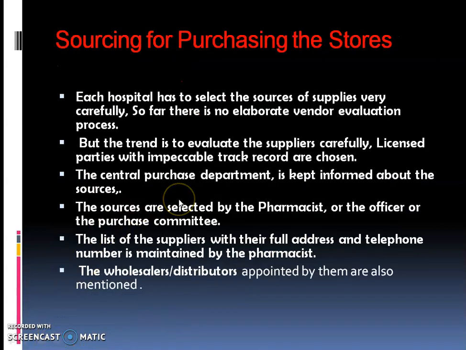Then sources of purchasing the store. What should be your source for purchasing the stores? Each hospital has to select the source of supplies very carefully. So far, there is no elaborate vendor evaluation process, but the trend is to evaluate the supplier carefully. Licensed parties with impeccable track records are chosen. The central purchase department is kept informed about the source. The sources are selected by the pharmacist or the officer or a purchase committee. The list of suppliers with full address and telephone number is maintained by the pharmacist. The wholesaler or distributor appointed by them is also mentioned.